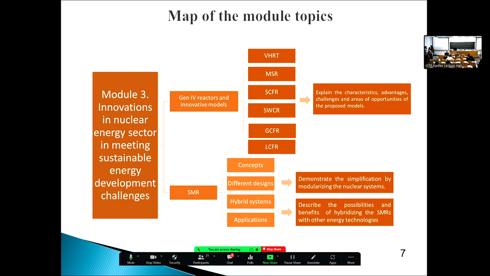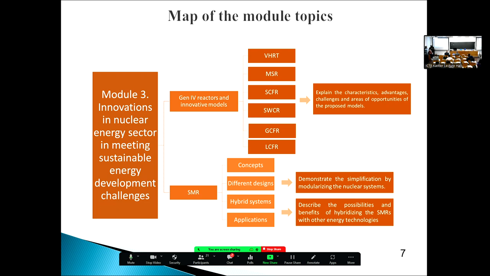The second main topic will be generation 4 reactors and the innovative models. The subtopics will be different reactor models, which are molten salt reactors, supercritical water-cooled reactors, gas-cooled fast reactors, and lead-cooled fast reactors, from which the learning outcome would be to explain the characteristics, advantages, challenges, and areas of opportunity of the proposed models. The third main topic selected was SMRs, in which the subtopics will be concepts, different designs of SMRs, the hybrid systems, and the applications, from which the learning outcome would be to demonstrate the simplification achieved by modularizing the nuclear systems.